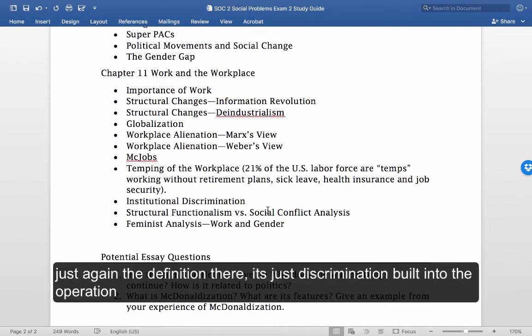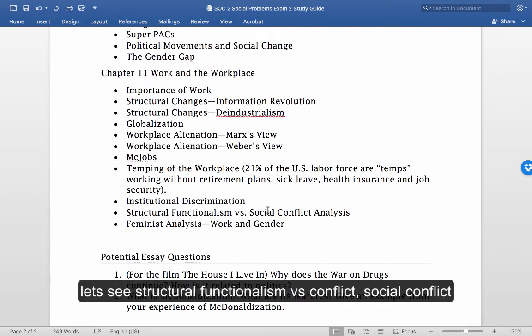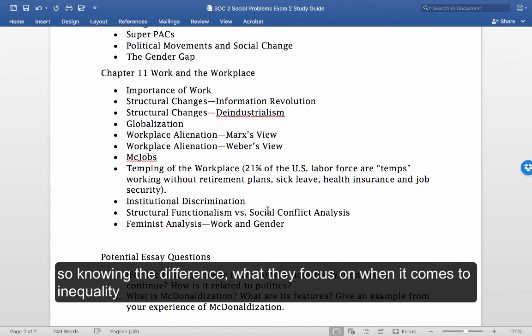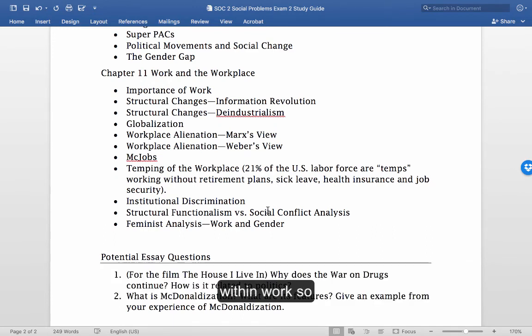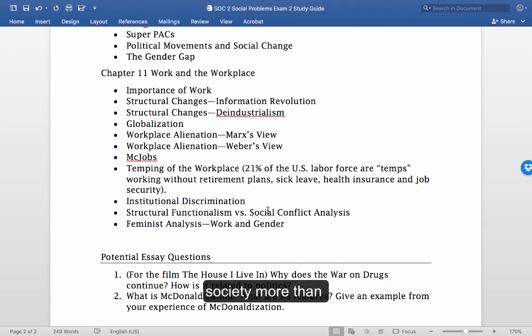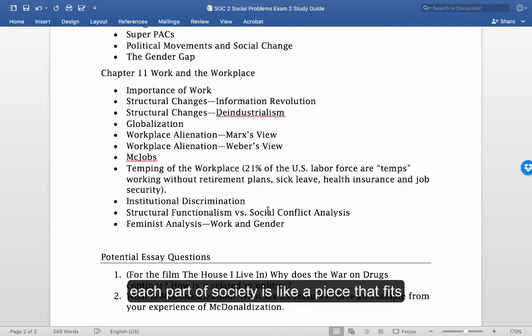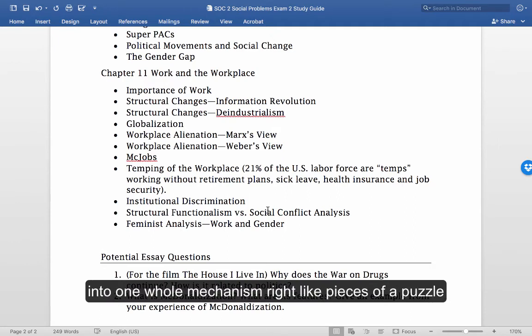Institutional discrimination, just again, the definition there, there's just discrimination built into the operation of institutions. So, like, built into the economy or built into whatever. Let's see, structural functionalism versus social conflict. So, knowing the difference, right? What they focus on when it comes to inequality within work. Obviously, conflict is going to look at how inequality impacts society more than structural functionalism, which is going to really try and understand how each part of society is like a piece that fits into one whole mechanism, right? Like pieces of a puzzle that all fit together to make one whole.